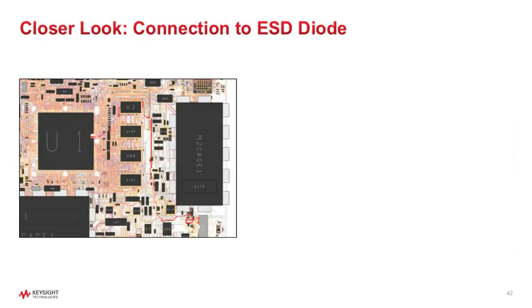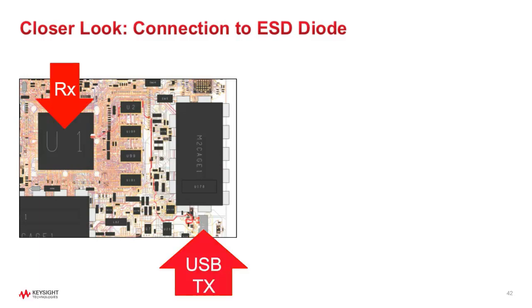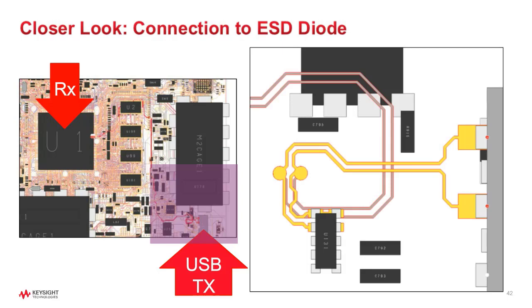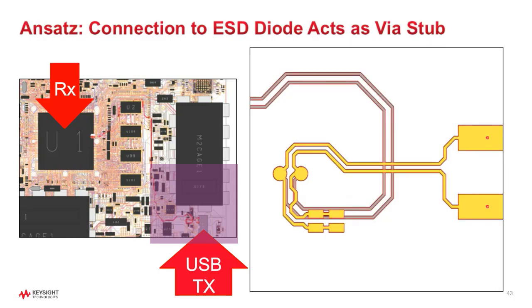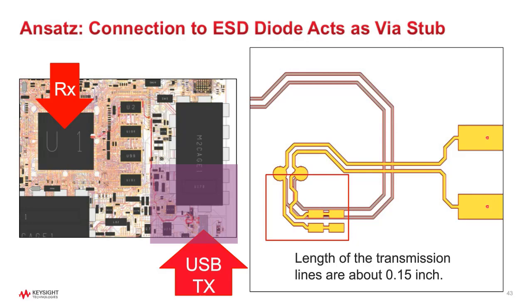First, we're going to take a closer look at the connection over here, close to the USB to the RX. I'm going to take a closer look at this area. If I zoom in, I will see an ESD diode right there. If I remove all the components, I will see that, wow, there is about 0.15 inches of that transmission line there. What is that going to do? Well, let's take a look.